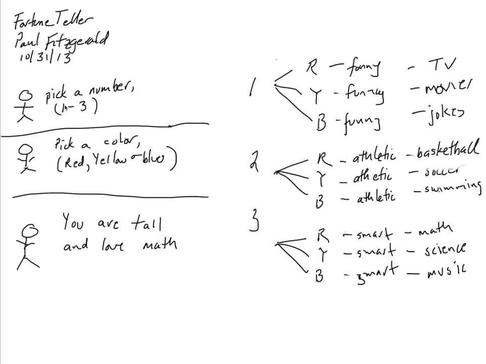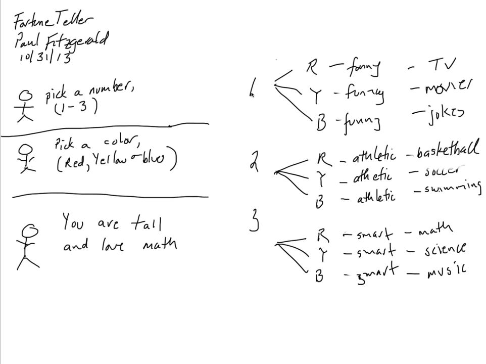So in our case, we're going to ask people to pick a number, say 1 to 3, and I'm going to ask them to pick a color, red, yellow, or blue. It's simple, and you can make it more complicated if you'd like. And then at the end, it's going to say something about them, like you are tall and love math, or it could be anything. In our case, we came up with an outcome tree.